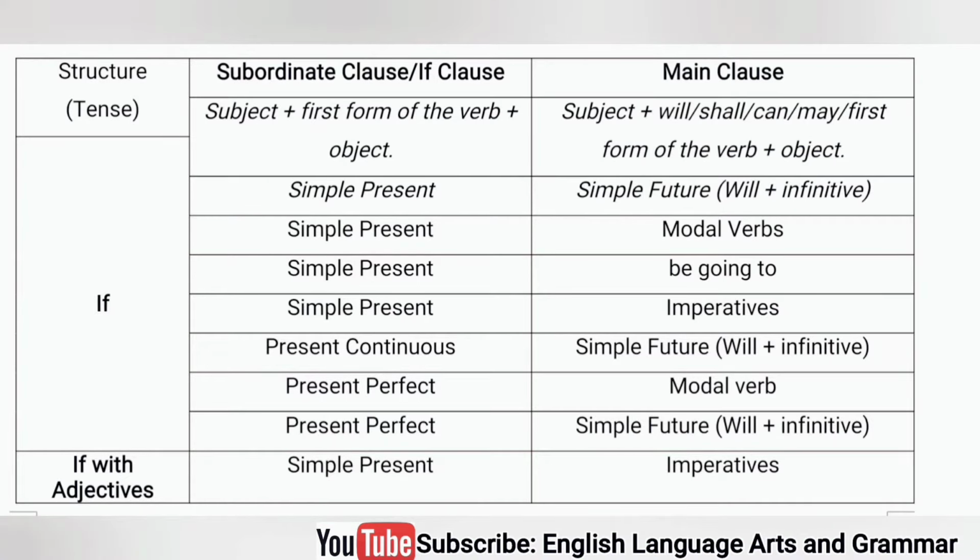Simple present plus simple future tense. Simple present plus modal verbs. Simple present plus be going to. Simple present plus imperative sentences. It is also used with present continuous tense plus simple future. Present perfect plus modal verbs. Present perfect plus simple future. It is also used with some adjectives, if plus some adjectives. Simple present plus some imperatives.